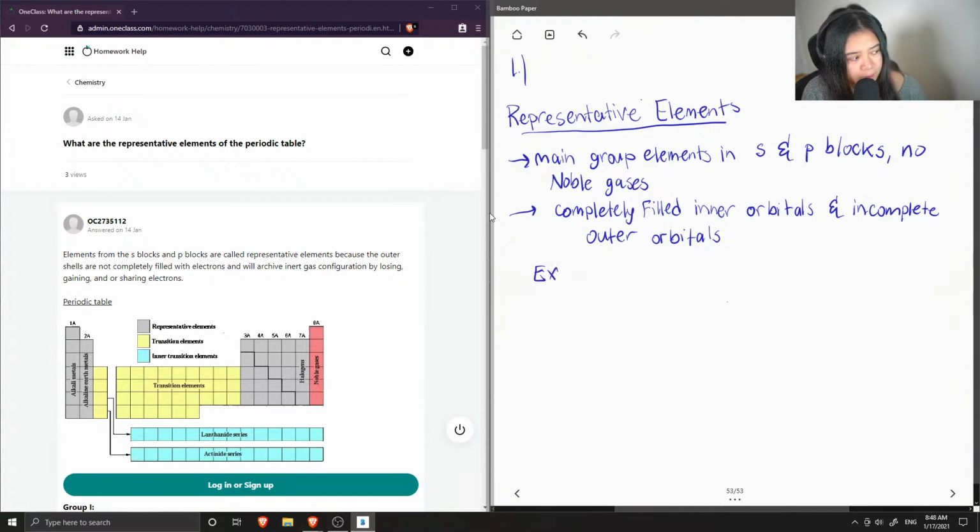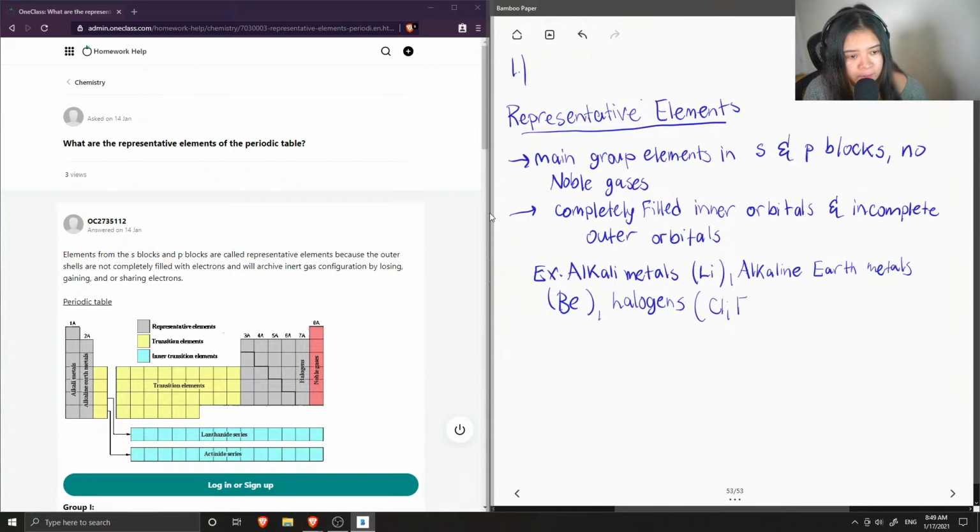Okay, so some examples are your alkali metals, like lithium, or your alkaline earth metals, like beryllium, and even your halogens, like chlorine and fluorine, and bromine and sodium.